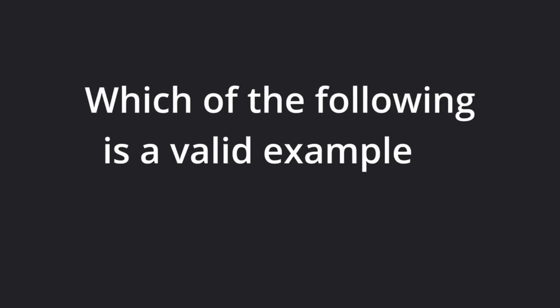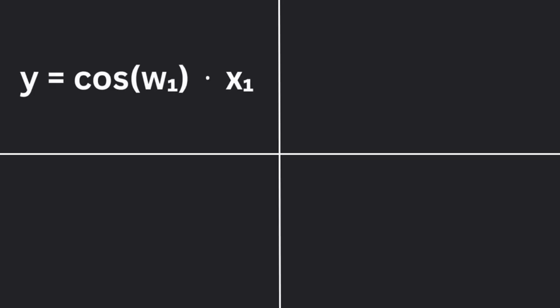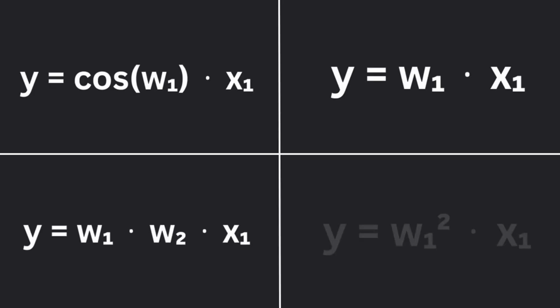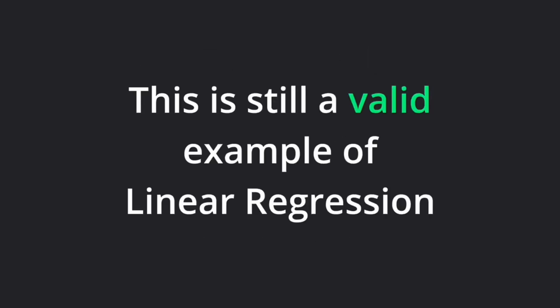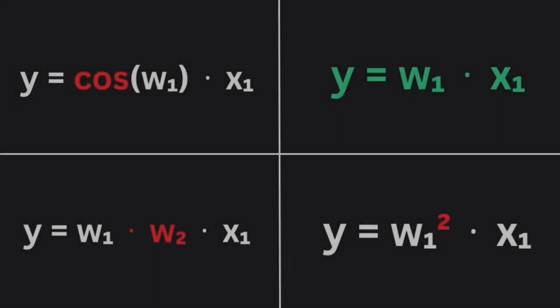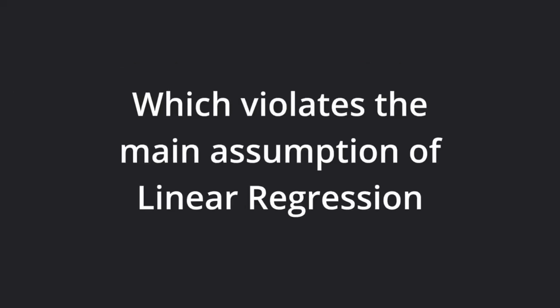Question 2. Which of the following is a valid example of linear regression? Here's choice 1, choice 2, choice 3, and choice 4. You can pause the video here if you need a moment to evaluate. The answer is actually choice 2. Even though the constant term or bias is set to 0, this is still a valid example of linear regression on a single input variable, x1. With the other answer choices, we're introducing nonlinearities in the parameters, which violates the main assumption of linear regression.